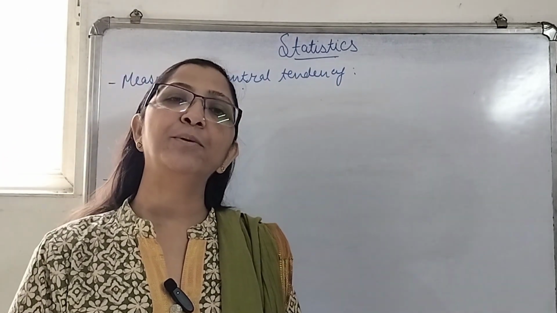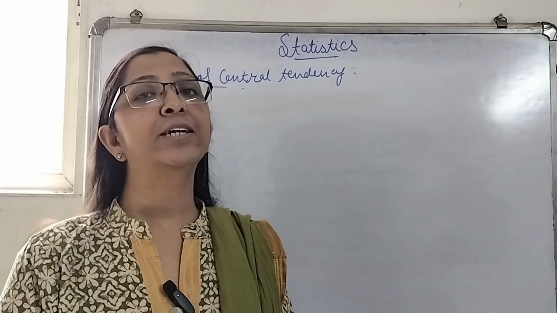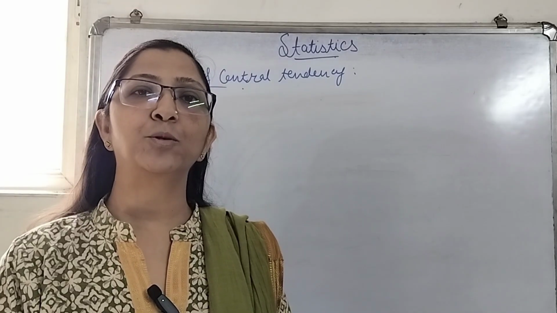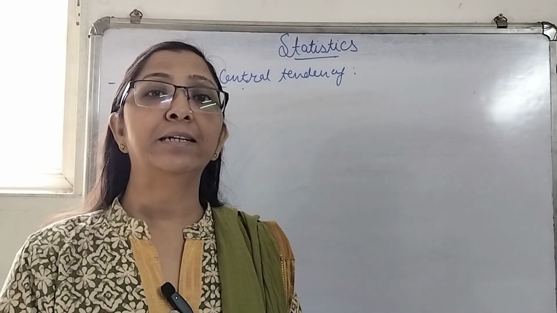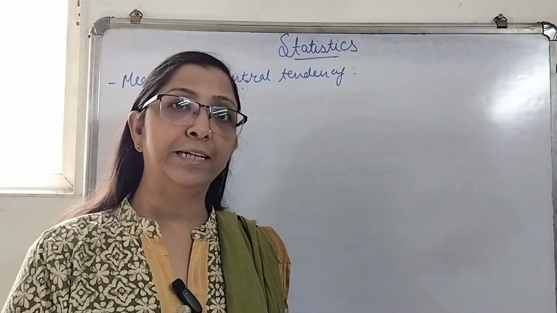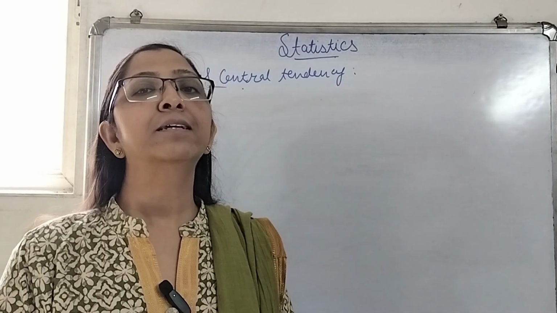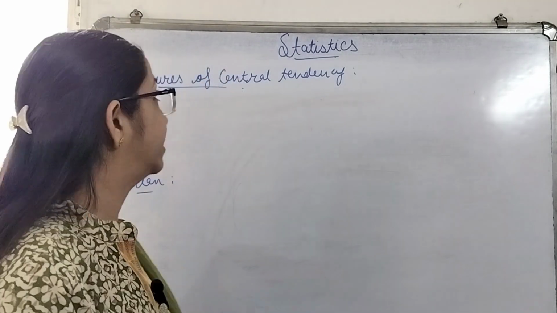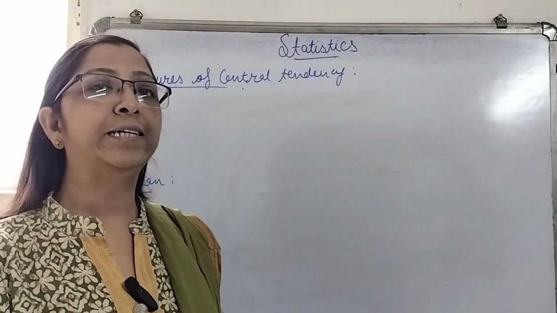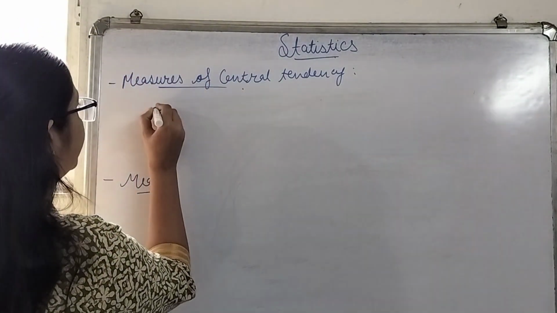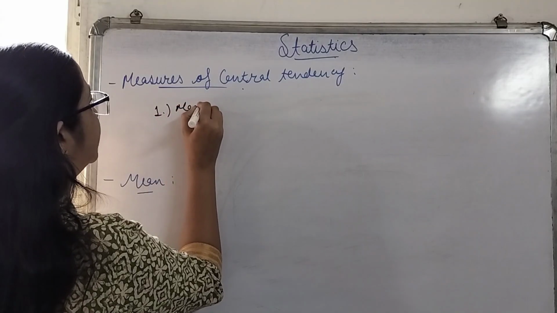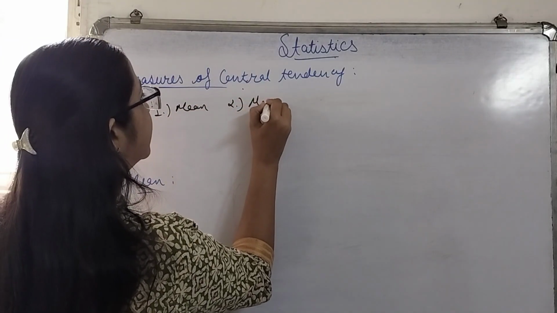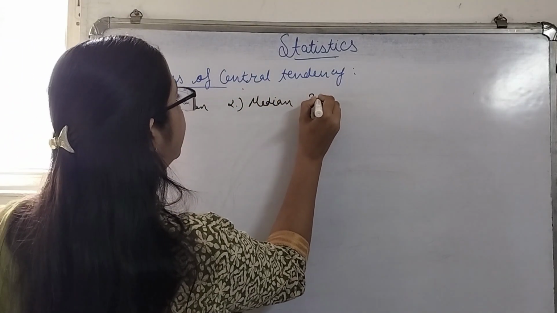We have learned in our previous classes that the data, if we are collecting on our own, is known as your primary data. And the data, if it has already been collected and we are simply using it, is known as your secondary data. We have even learned in class 9th that there are three measures of central tendency. One of them is your mean, another is median, and the third one is your mode.